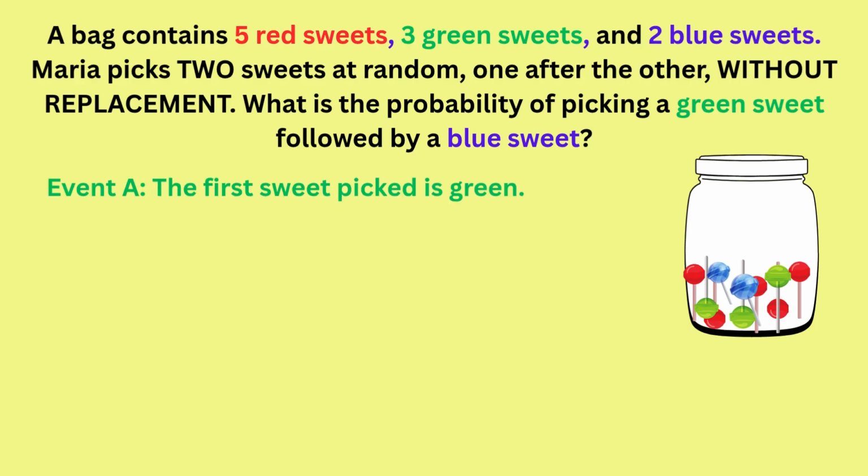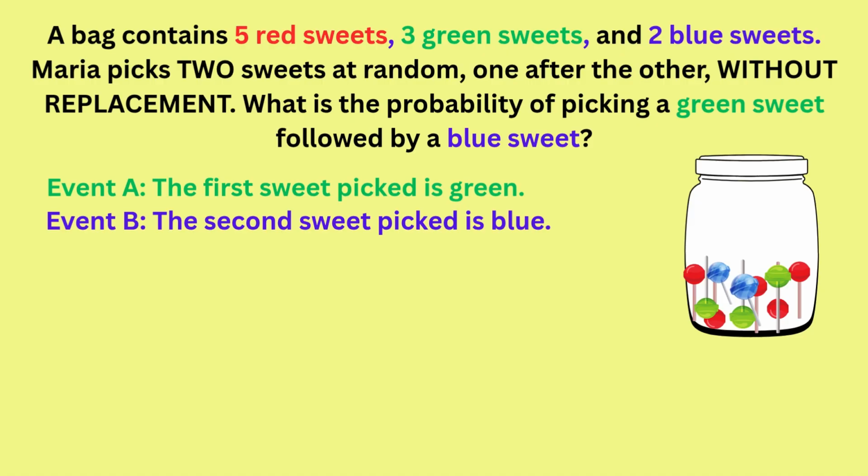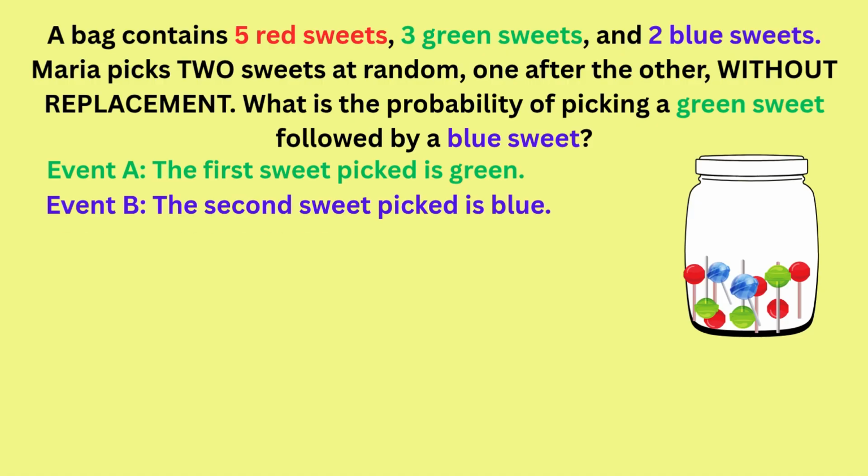Let event A be the first sweet picked is green, and let B be the event that the second sweet picked is blue. There are 10 sweets in the jar when picking the first sweet. Since it wasn't replaced, there are now 9 sweets when the second sweet is picked, which means that the outcome of event B is affected by the outcome of event A. Hence, A and B are dependent events.